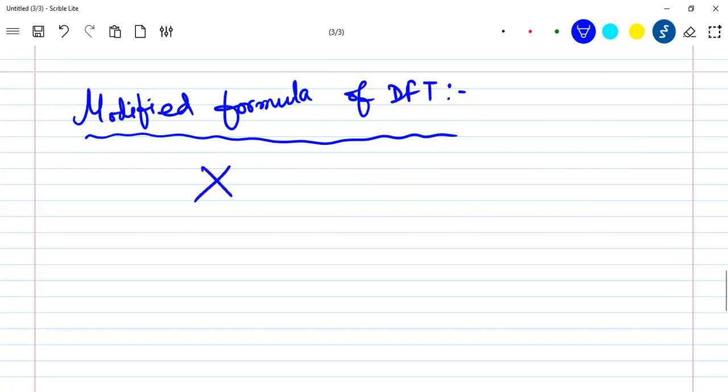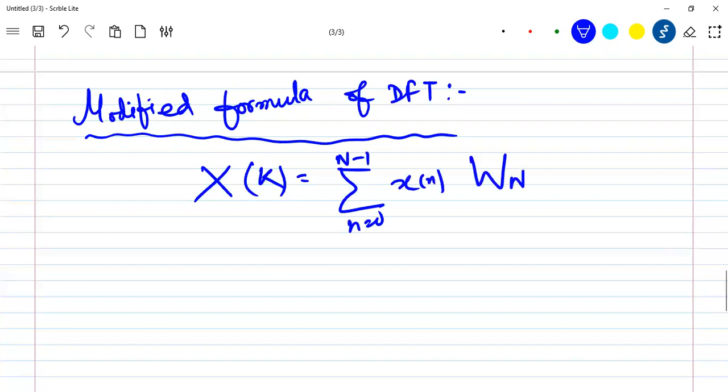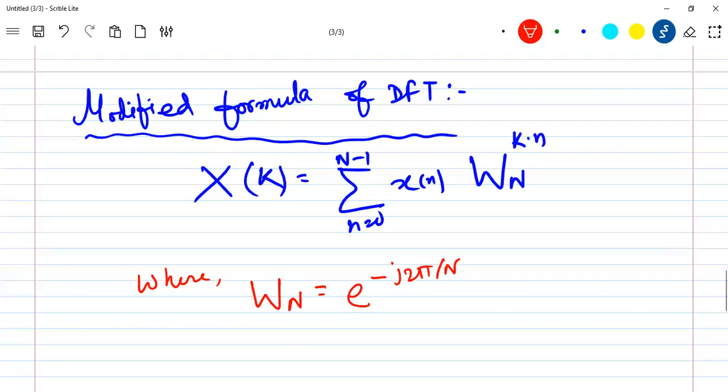So you know the DFT formula. What I have written is capital X[k] equals summation n equals 0 to N minus 1 of x[n], then we write W_N^(kn), where W_N means e to the power minus j 2 pi by capital N, which is called the twiddle factor. Good, isn't it?